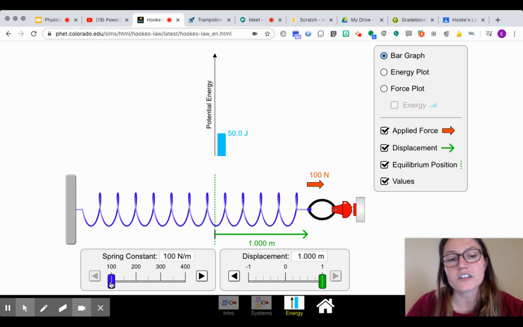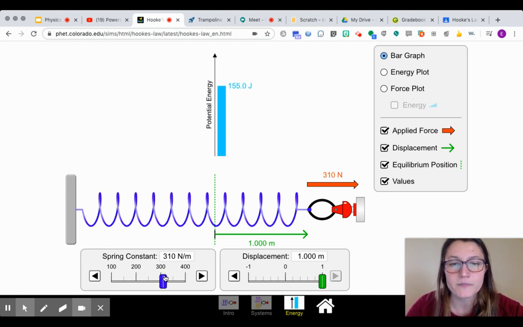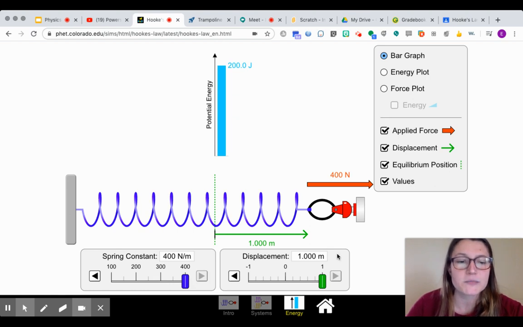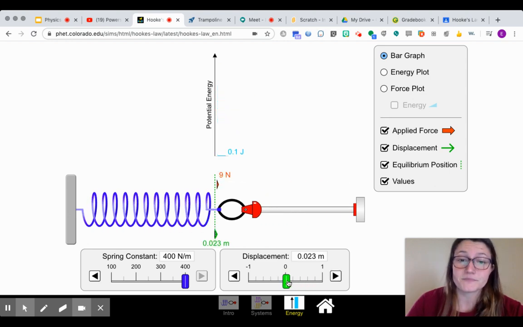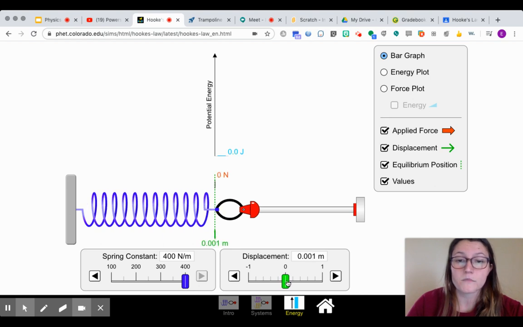Again, looking at that equation, U sub s equals 1/2 kx squared. Another way in which we can increase the potential energy is by increasing the spring constant. So to maximize elastic potential energy, we need a large displacement and a large spring constant. To minimize, we want a zero displacement, or as close to zero as we can get, and a small spring constant.